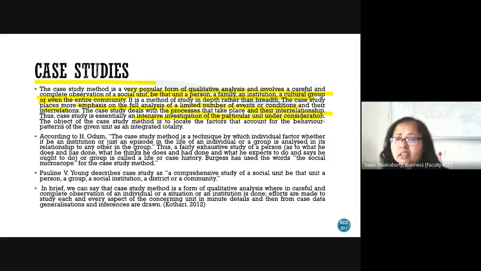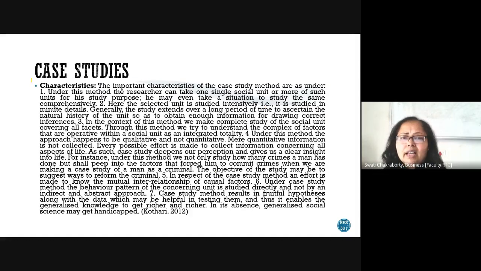What is the main objective in this method? To locate the factors that account for the behavior patterns of a given unit as an integrated totality. Okay. So we have different types of definitions given by different groups of people. Some of the characteristics: the researcher can take one single unit or more such units for his purpose of study. And here the selected study unit is studied intensively.